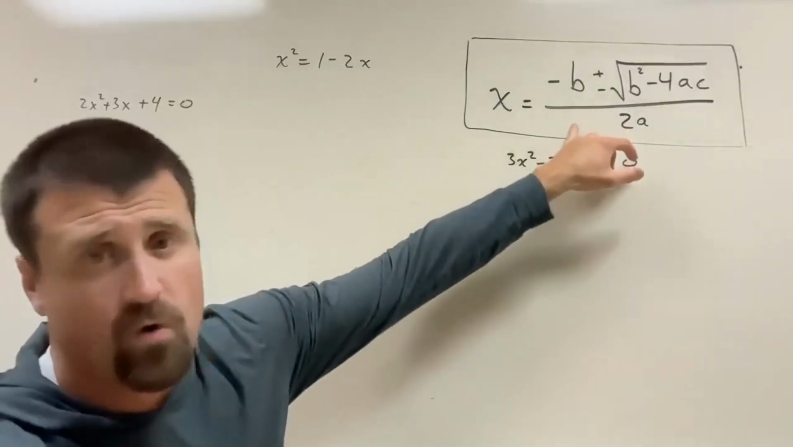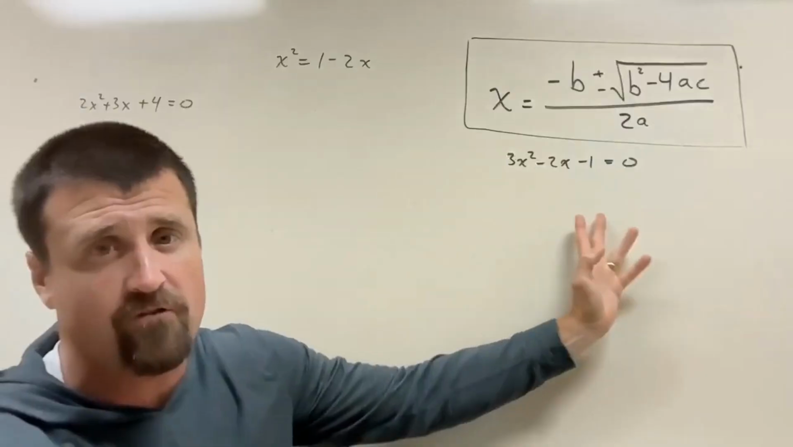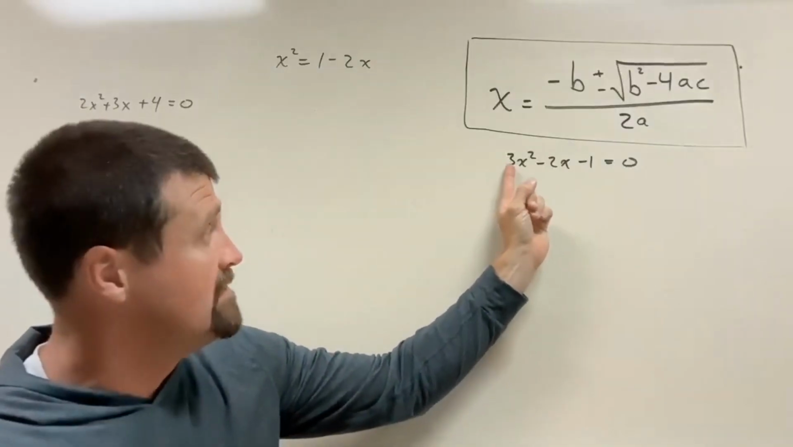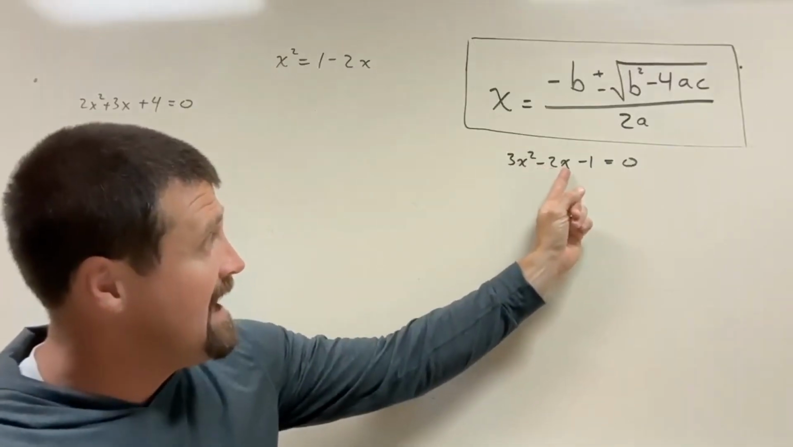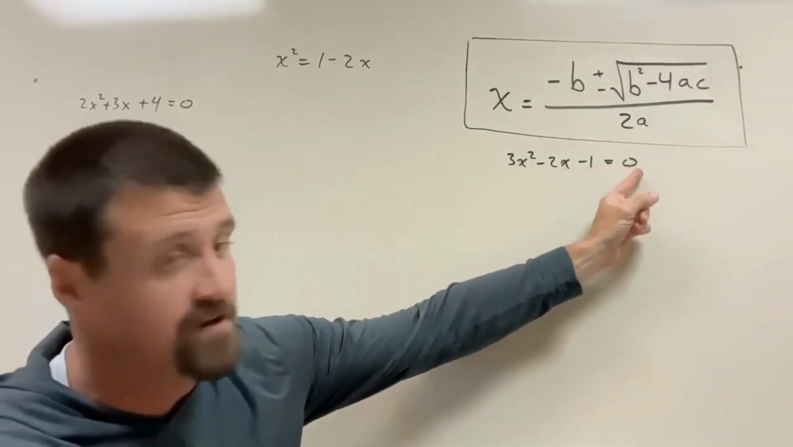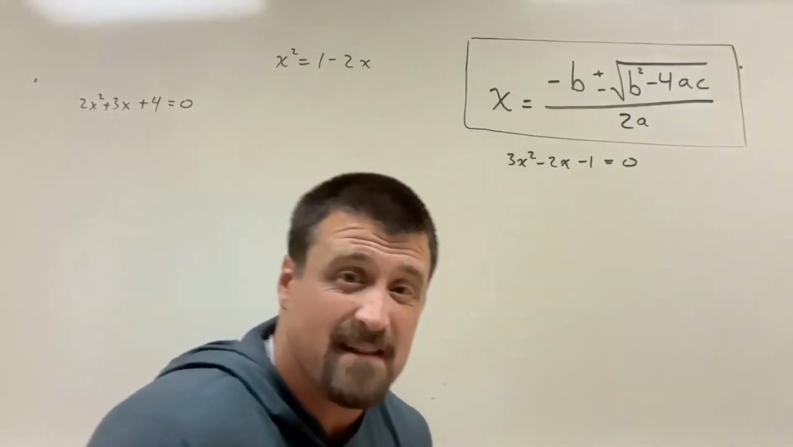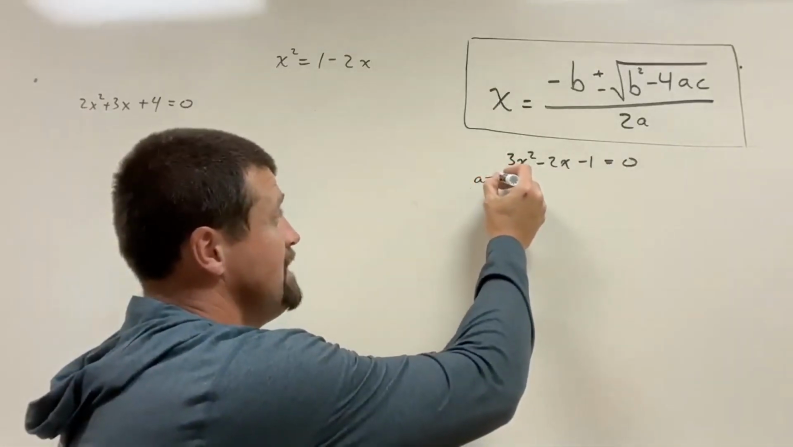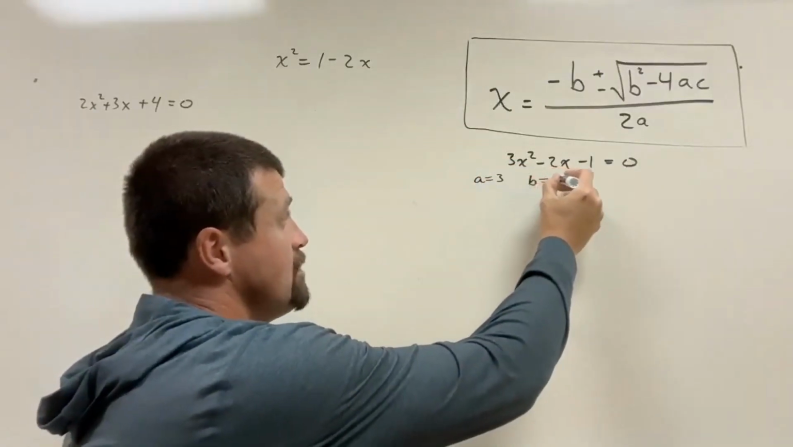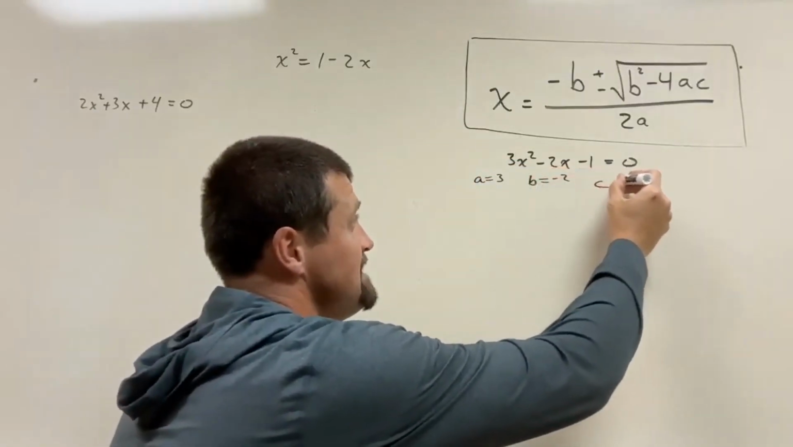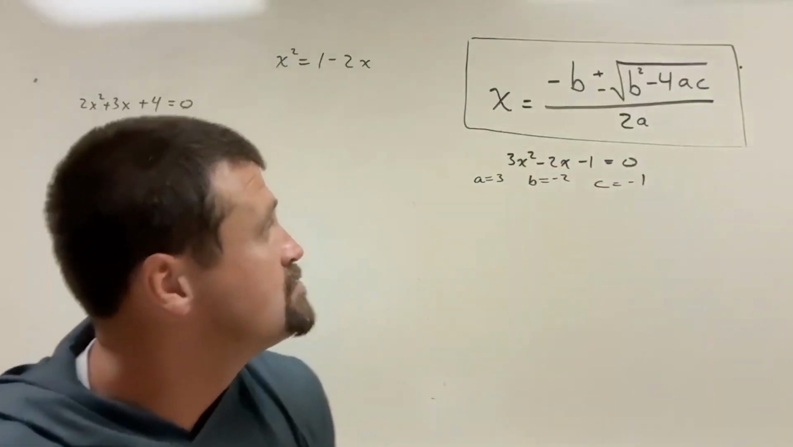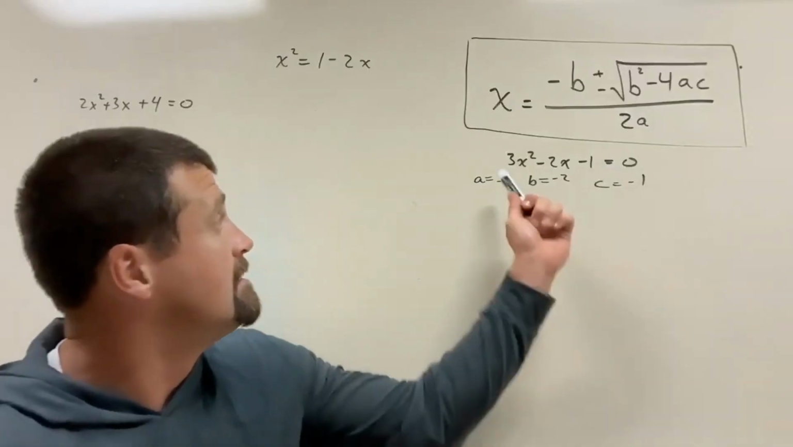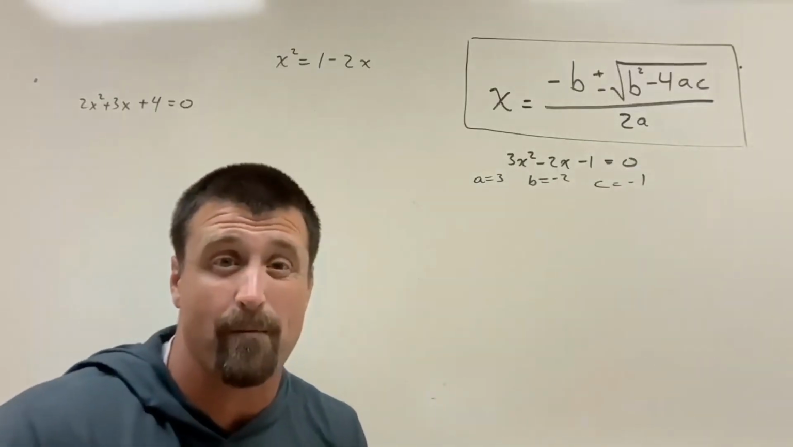You can't use the quadratic formula unless your quadratic is in the form ax squared, where a is a number, plus bx plus c equals 0. Okay? So it has to be in that form so I can identify that my a equals 3, my b equals -2, and my c equals -1. So I need to be able to identify those straight out of the equation that's in the proper form.